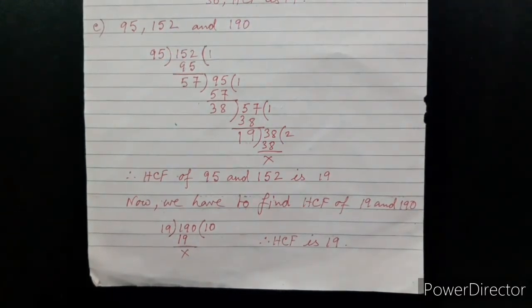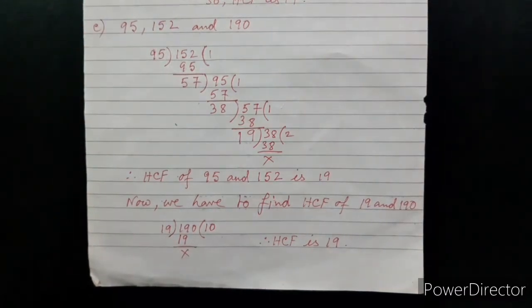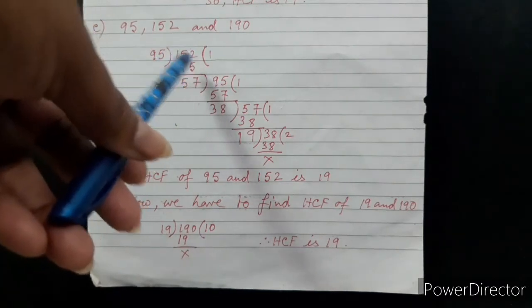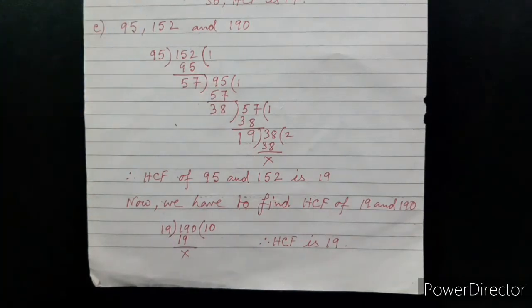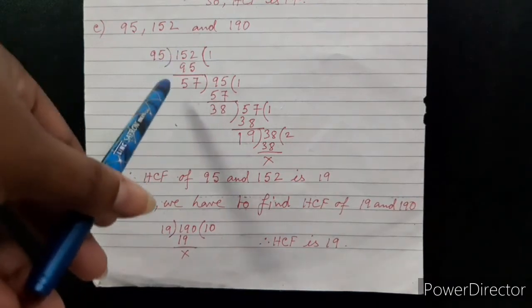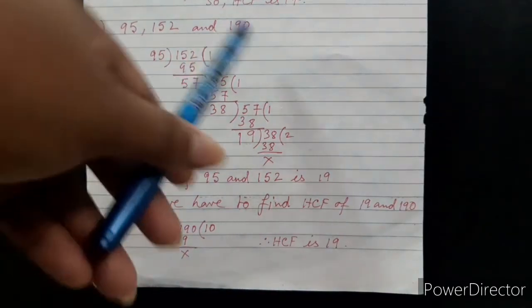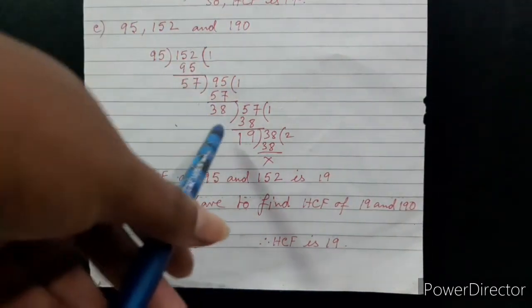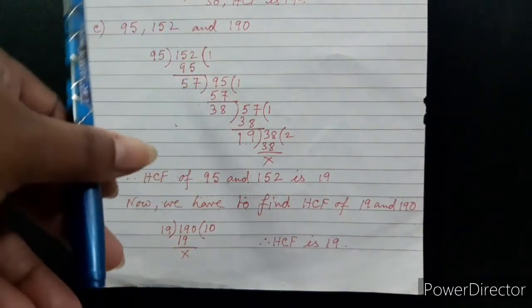First, we consider the first two numbers 95 and 152. Between these two numbers, 95 is smaller than 152. So, we start dividing 152 by 95. 95 ones are 95. After subtracting we get 57 as remainder. So, we perform next step by dividing 95 with 57. 57 ones are 57. After subtracting we get 38 as remainder. 38 is less than 57.